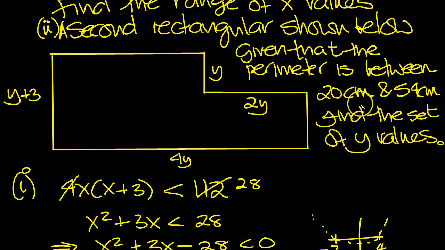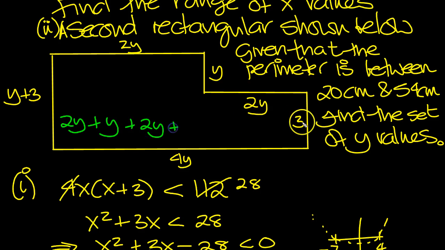So there's part 1. Now let's turn our attention to part 2. So we're talking about the perimeter here, aren't we? And the perimeter is between 20 and 54. So let's fill in all these numbers. That's 2y, this is 4y. So this length here is 2y. This height is y plus 3. This is y. So this height must be 3 here. So let's just add them all up then. Let's go around this perimeter. 2y plus y plus 2y plus 3 plus 4y plus y plus 3.